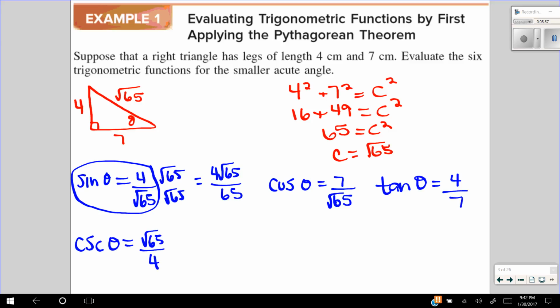Reciprocal of cosine is secant of theta. And if cosine is adjacent over hypotenuse, then secant is hypotenuse, square root of 65, over adjacent, 7. And then cotangent of theta is going to be, if tangent is opposite over adjacent, then the reciprocal cotangent is adjacent over opposite, so 7 over 4. So there you have the 6 trig functions. Okay?